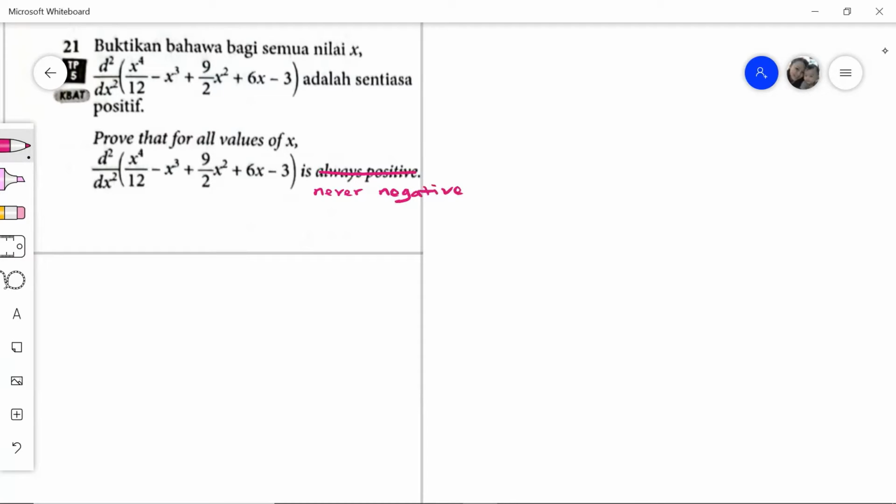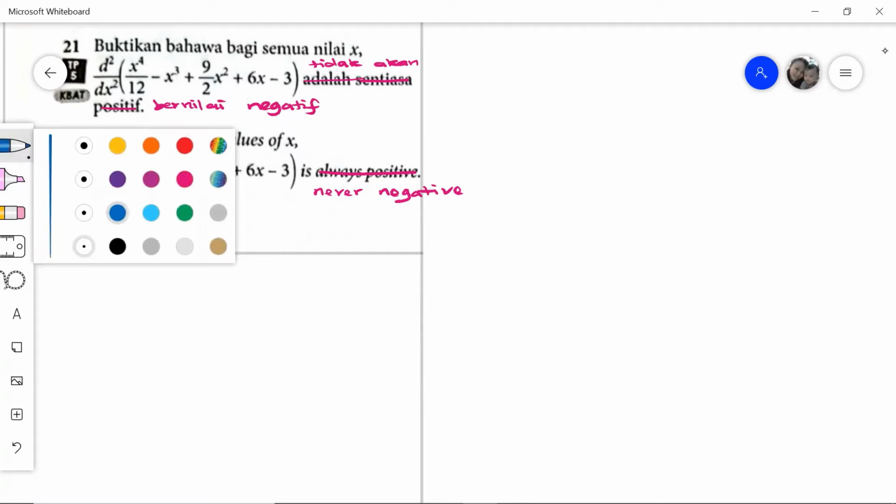And the BM version will be adalah tidak pernah negatif or tidak akan bernilai negatif. So we got to change this in order to be able to solve this question.